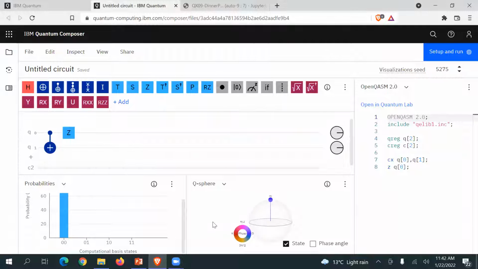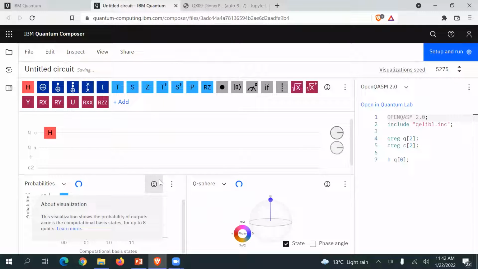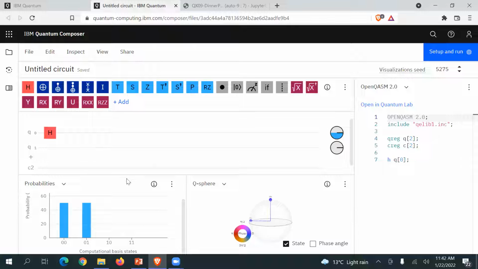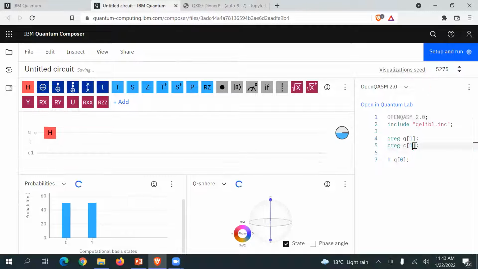It tells you what the state of a qubit is on applying each and every gate. If you put a Hadamard gate on a single qubit system, let me show you quickly. You see this, this qubit is in the 0 state, right?